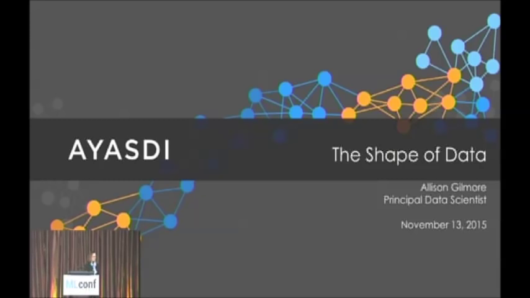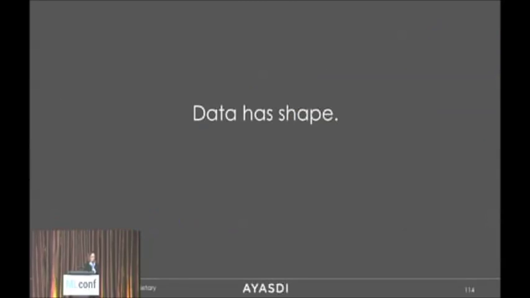And my goal today is to convince you to think of shape as really an organizing principle for data analysis. So what does that mean? In simple terms, it means that data has shape and that that shape has meaning. And more than that, that the shape, in fact, carries the meaning of the data.